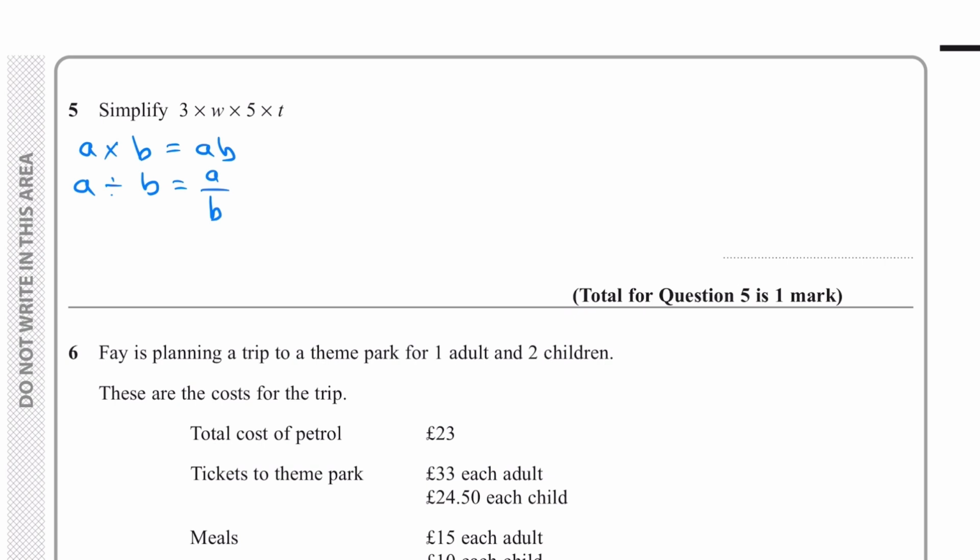Also, we need to understand what constants and variables are. Constants are fixed numbers, while on the other hand, variables are usually letters that represent unknown or changeable values. In our expression, the constants are 3 and 5, while the variables are w and t.